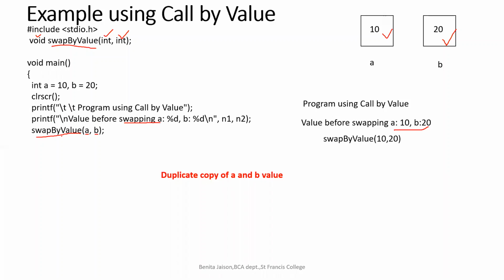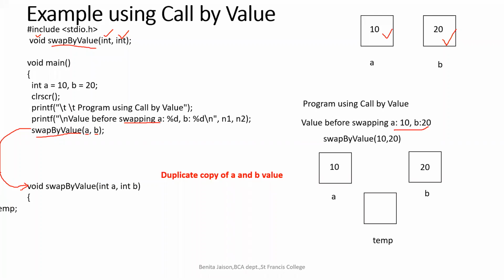Now, when we call this function, what will happen? It will move towards the definition of the function. The program control will jump from this line to that line. We know that the definition of swap by value is given in a different area, not in the main.